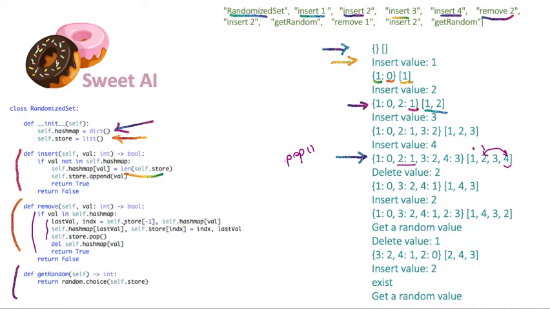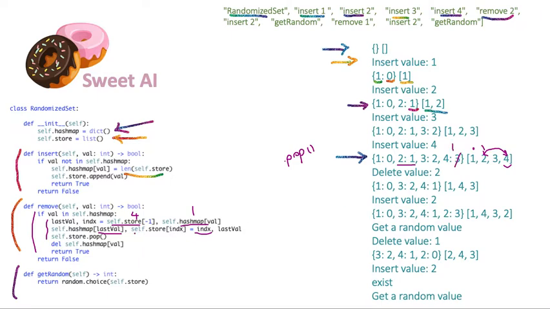So what we are going to do is get the value that we have at the end of the list. This way we are going to get value 4. So we have 4 here. Now we need to get the index of the value that we are going to remove. The index of that value is 1. Now we need to update the value of 4 to the index that we got. So now 4 is going to be 1 instead of 3.